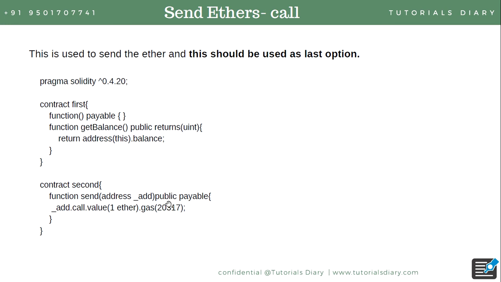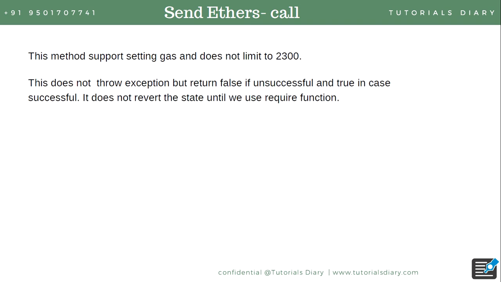You can just see it. You can set the gas from your side. We have set it to 20317. So this makes this function prone to attacks. This is the reason we don't recommend this option. Now if you see here about call, this method supports setting the gas. This does not limit you to 2300.